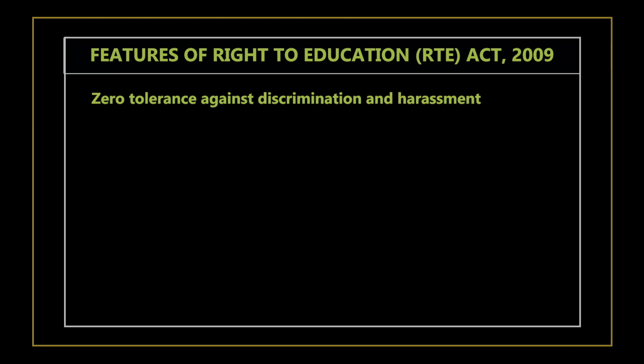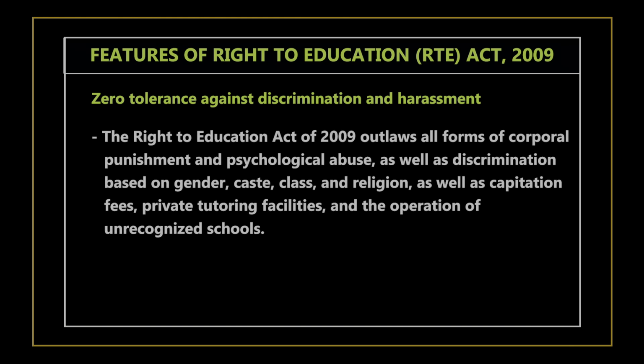Zero tolerance against discrimination and harassment. The Right to Education Act 2009 outlaws all forms of corporal punishment and psychological abuse, as well as discrimination based on gender, caste, class and religion, as well as capitation fee, private tutoring facility and operation of unrecognized schools.